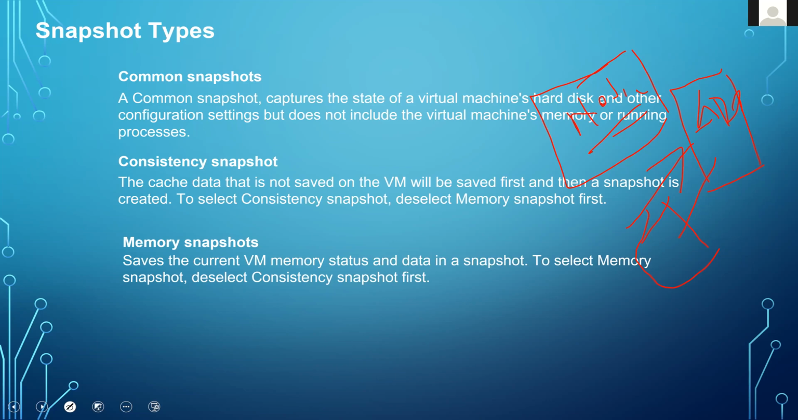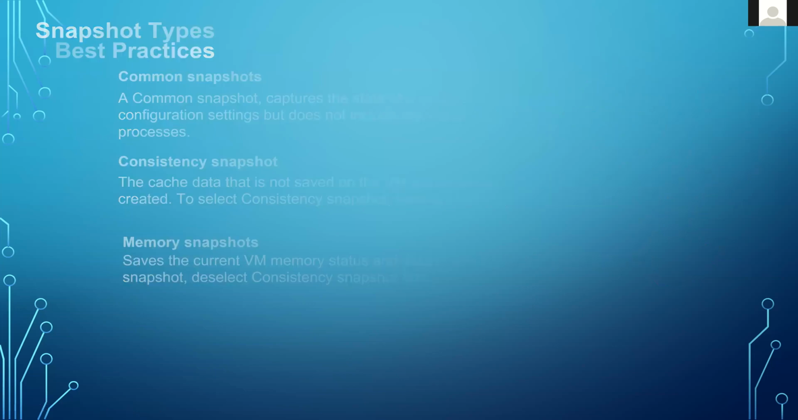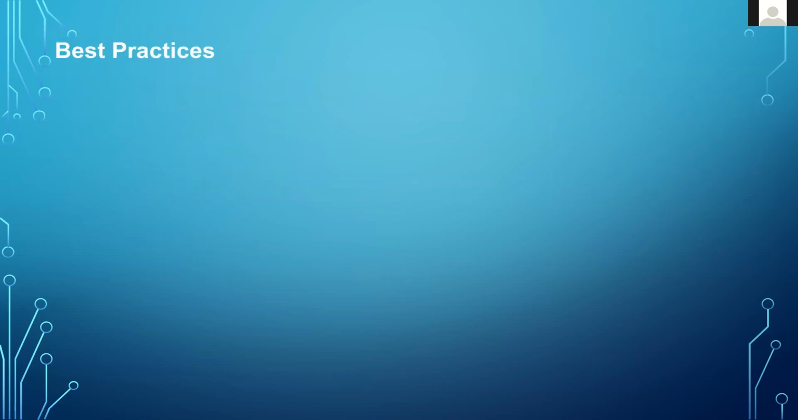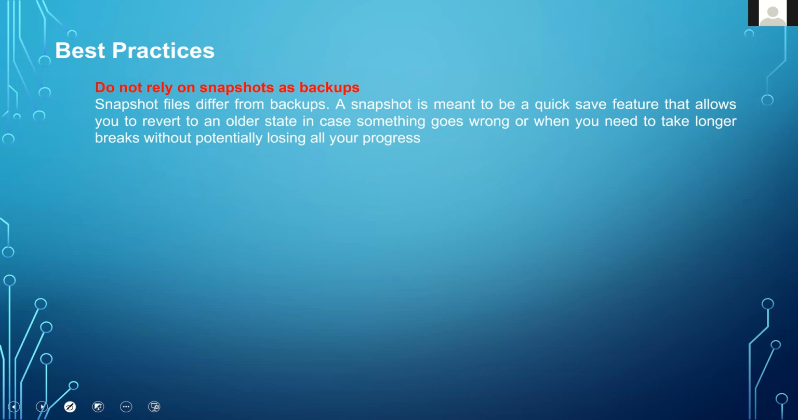Okay, let's see what the best practices for snapshots are. Snapshot is not actually a backup. Snapshot files differ from backups. A snapshot is meant to be a quick save feature that allows you to revert to older states in case something goes wrong, for example when you are applying some patches at the operating system level, or maybe doing some software development. You can use a snapshot for that, but you cannot use it as a backup. We will see in the coming slide the differences between backup and snapshot, because a backup has different use cases, and a snapshot is very different. A snapshot is for temporary protection and a backup is for long-term protection.